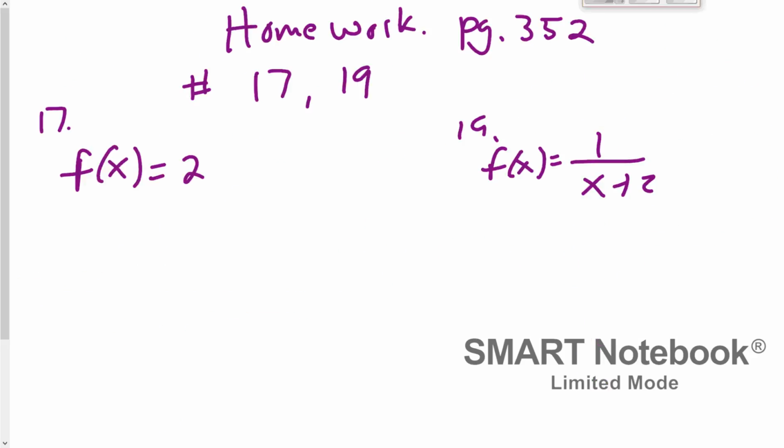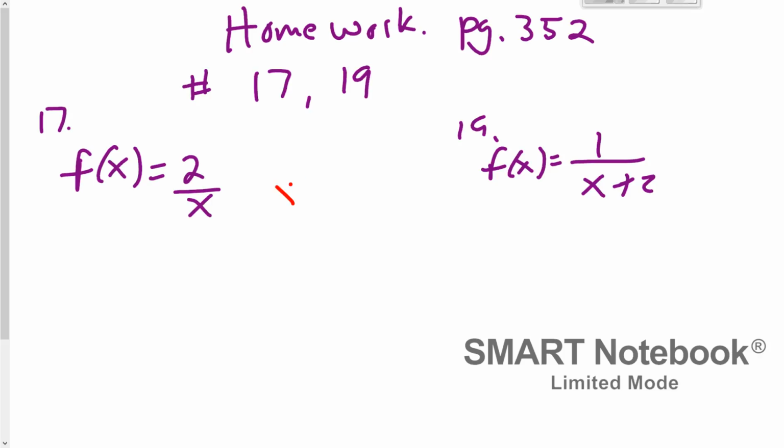Okay, so here you go. Here's your homework, page 352, 17 and 19. 17 is f of x equals 2 over x. Our example was negative 2 over x. And 19 is 1 over x plus 2. So you can try these. Come back to the video if you need it.